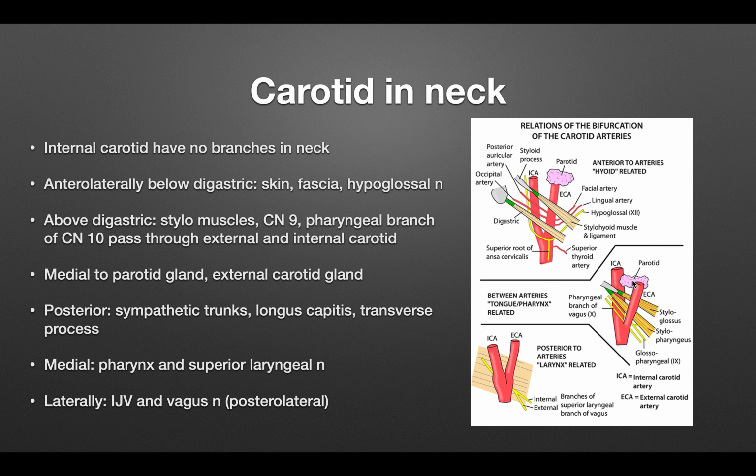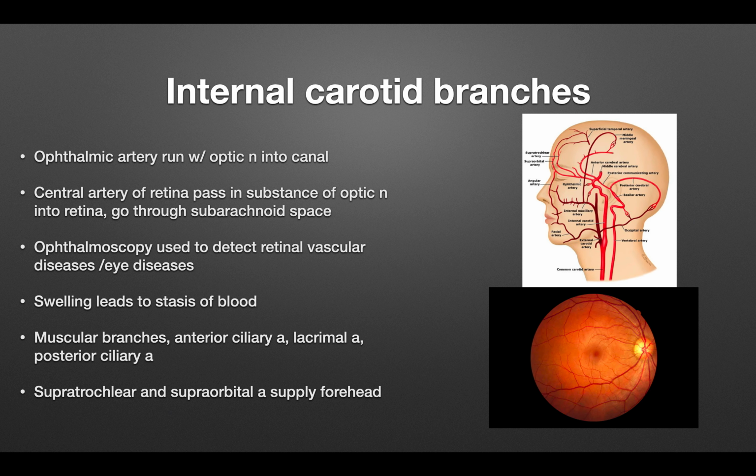So here's the parotid, external, internal is like a little bit behind. Here are the glossopharyngeal, and here's the pharyngeal branch of the vagus nerve. Okay. Once it goes deeper, it branches in the head.